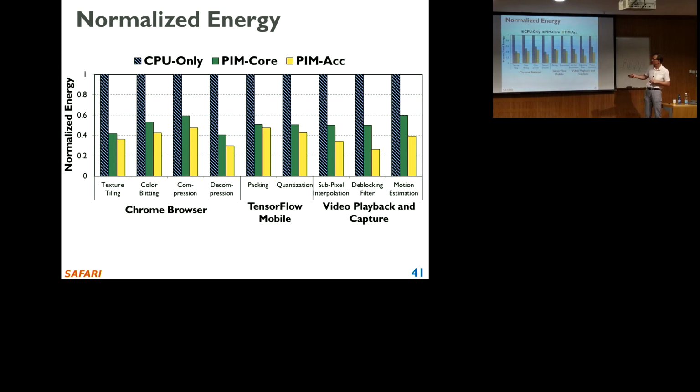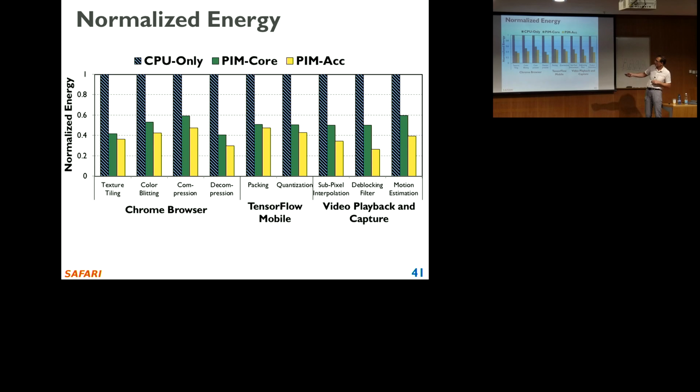I didn't cover all of this, but this is the compression and decompression in the Chrome browser. And this is the normalized energy. And this is CPU only. And this is what happens if you use PIM core. So you get significant benefits if you offload these functions to the PIM core. And if you actually have an accelerator that's specialized for that function inside the logic layer, you get even more benefit. And this is the packing and quantization.